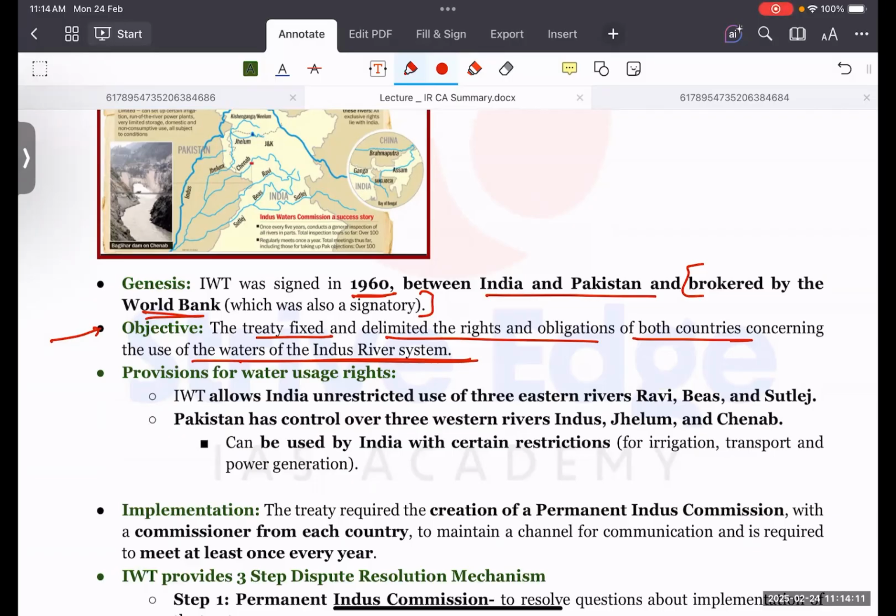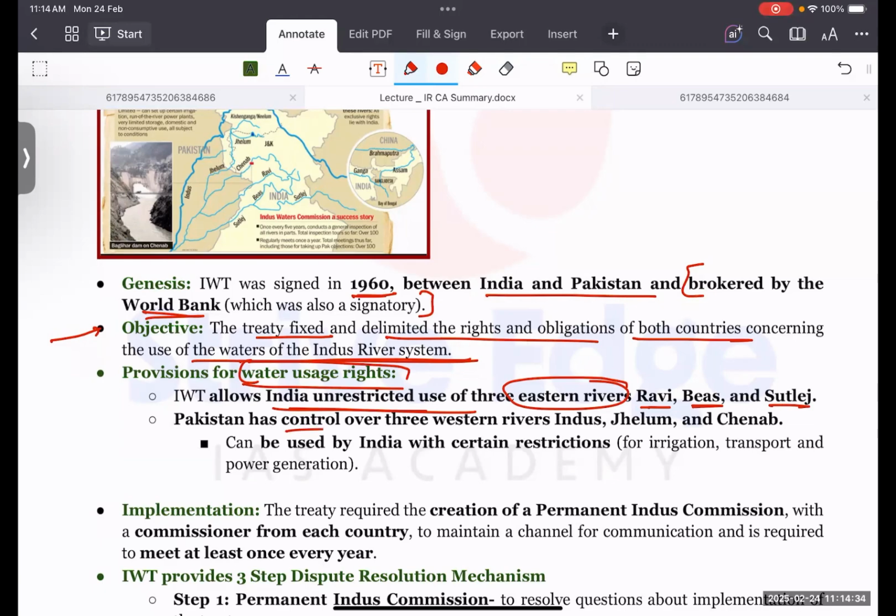And what are the provisions about water usage rights? First, the Indus Water Treaty allows India to get unrestricted use of the three eastern rivers, that is Ravi, Beas, Satluj. These are tributaries of the Indus River. So for these three eastern rivers, India will get unrestricted access. There is no restriction on it.